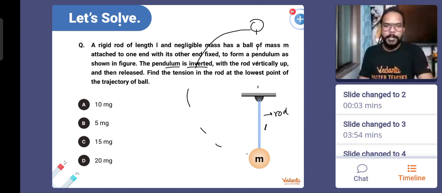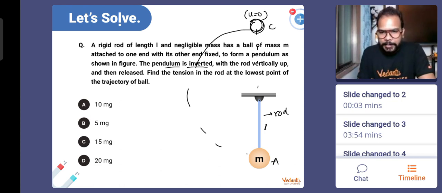You have actually taken it to the topmost point and released it from there. If you release it from here, with a slight push, such that the initial velocity you can take as zero. You have to find the tension in the rod at the lowest point of the trajectory. If this is the highest point and this is the lowest point, everyone, you have to find the tension in the rod at position A.